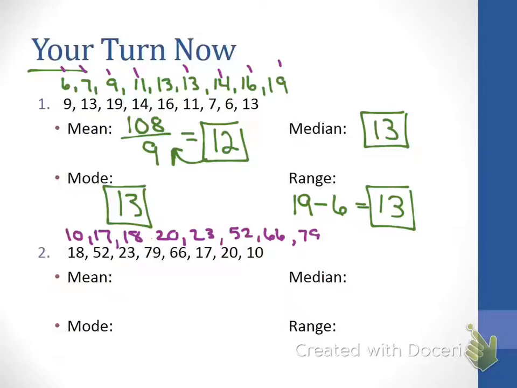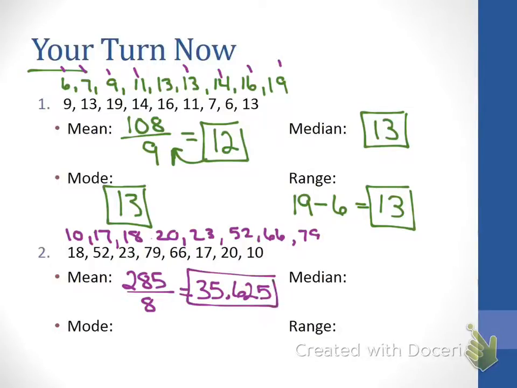All right, now the mean. When I add them all together, what do I get? 285. Now, how many numbers are in my set? 8. So when I divide them, what do I get? 35,000. Oh, you even said it right. Good job. 35 and 625 thousandths. All right, that's going to be my answer.